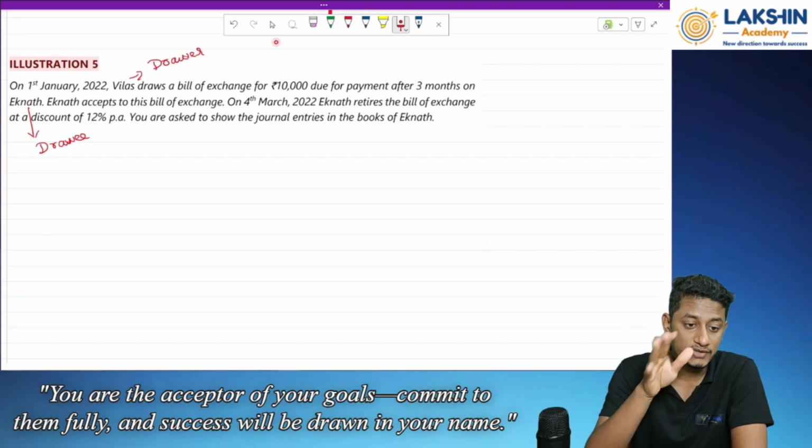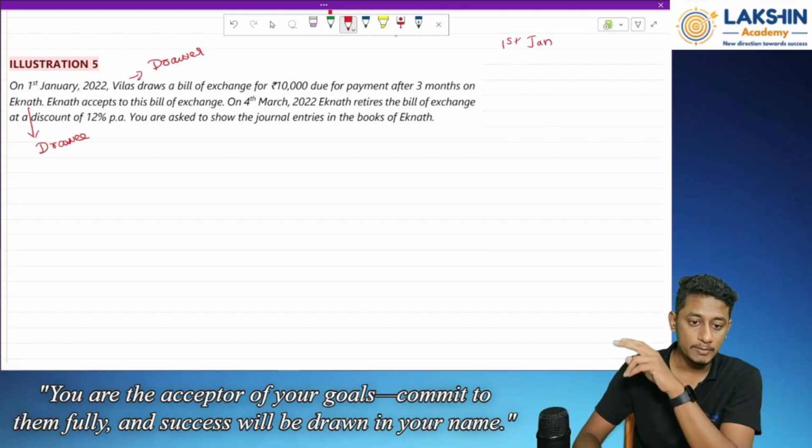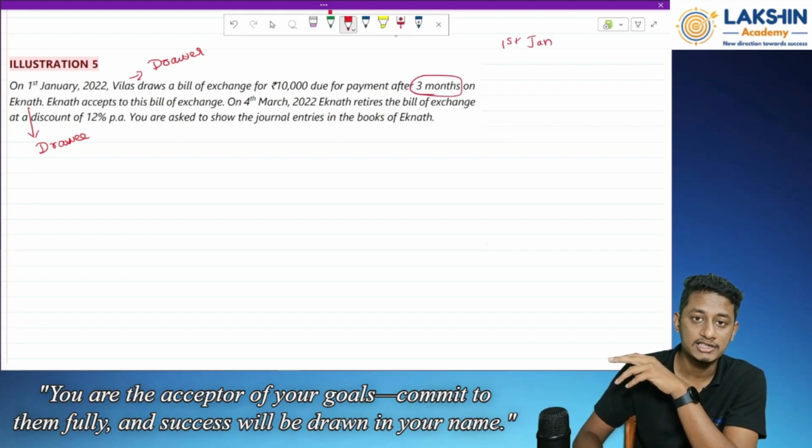Okay, fine. First of all, tell me what is the due date. See, the bill was created on 1st of January. Now, the bill was created for how many months? For 3 months, the bill was created.